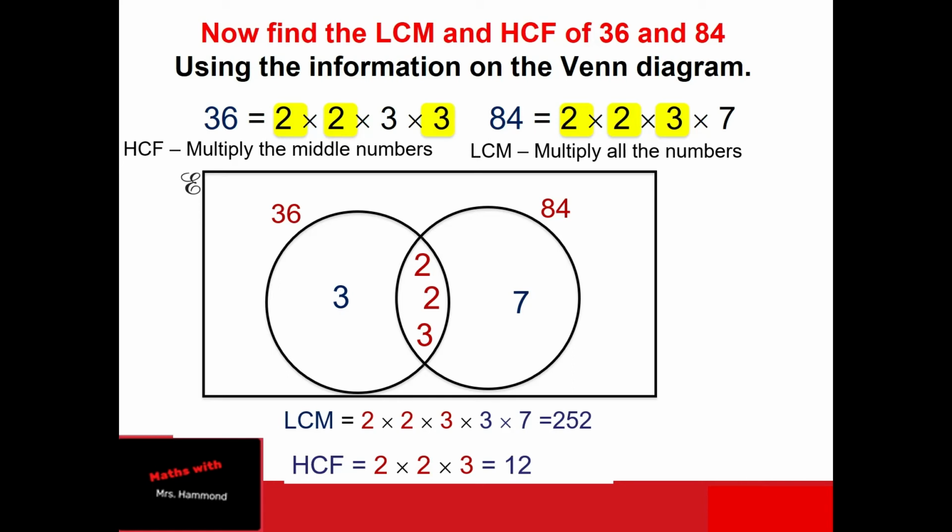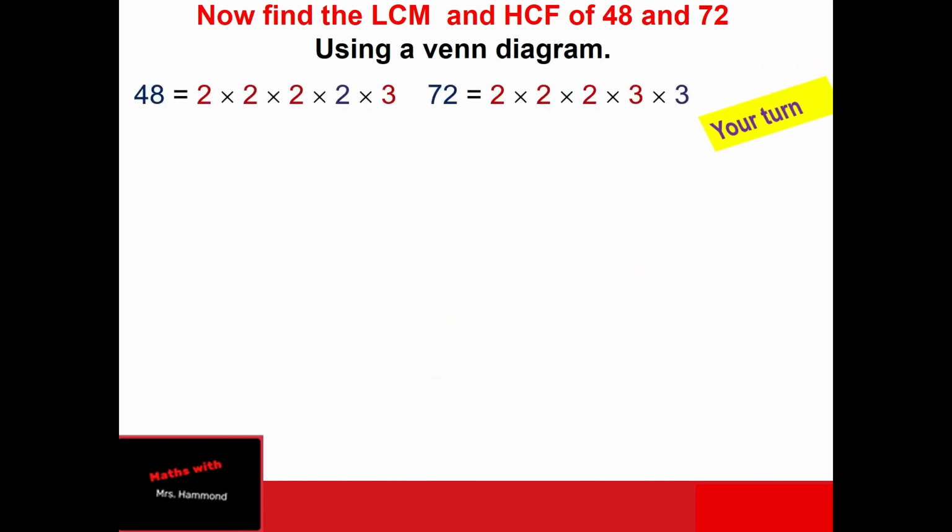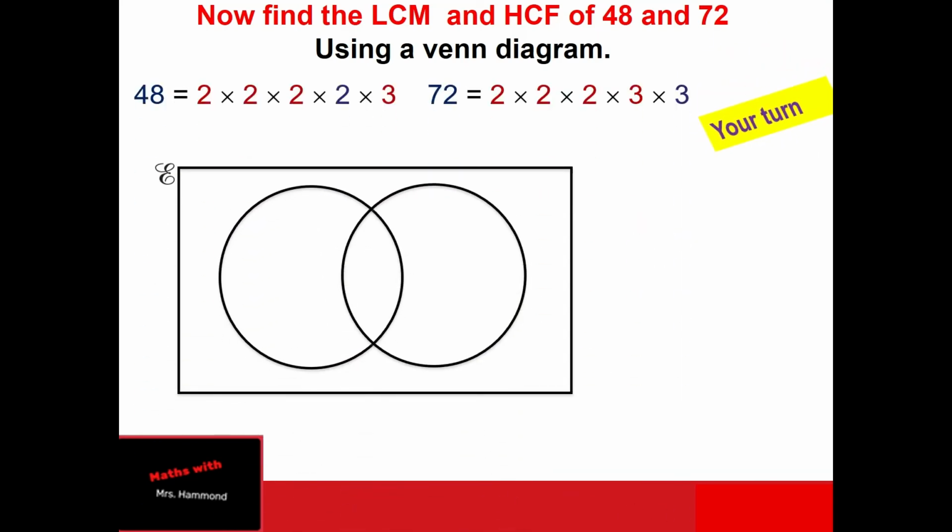So the next example is going to be yours to try. Feel free to pause the video and attempt the question. Yes, so we're going to draw our Venn diagram. And that's it. We have 48 and 72. And we're going to put the common factors in the overlap. Yes, and then other numbers that can't fit into the overlap will be on the two sections of the circles.